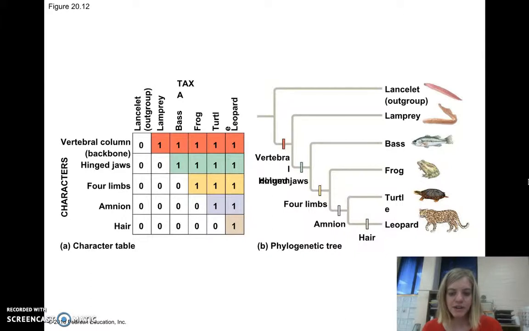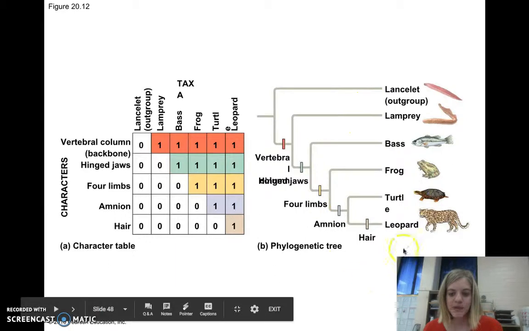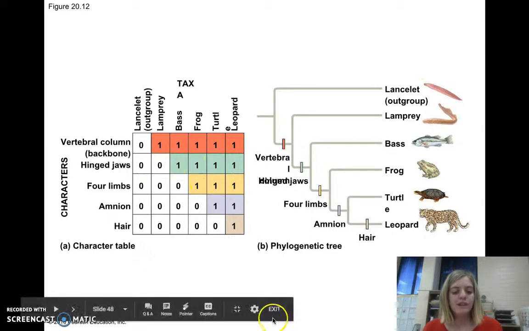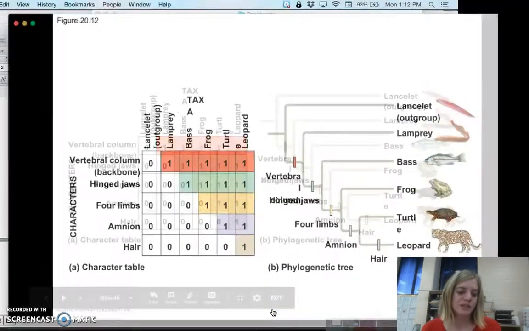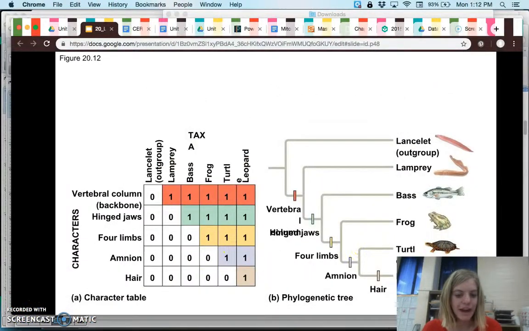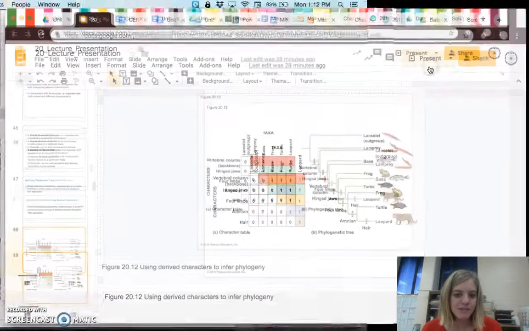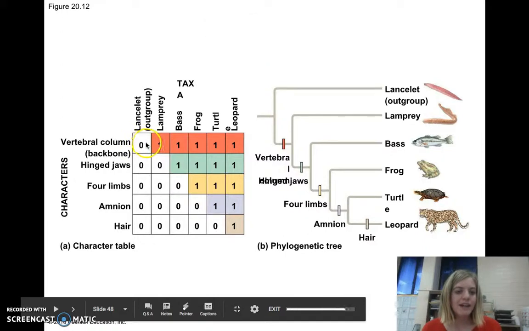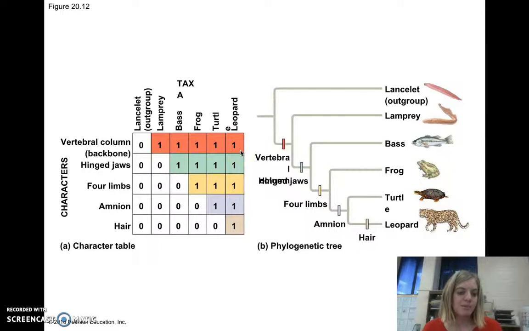So over here, we can see we have a few different groups. We have leopards, turtles, frogs, bass fish, lamprey, and a lancelet. And over here, we are keeping track of what characteristics these groups in particular have. As you can see from this chart, except for the lancelet, all of the groups have a backbone of vertebrae.